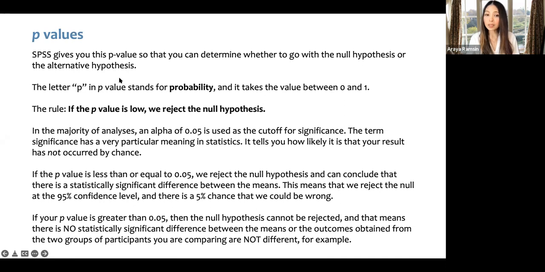So if your p-value is greater than 0.05, then the null hypothesis cannot be rejected, and that means there is no statistically significant difference between the means, or the outcome that you get from the two groups of participants that you are comparing. So there is no difference between the two groups, for example.